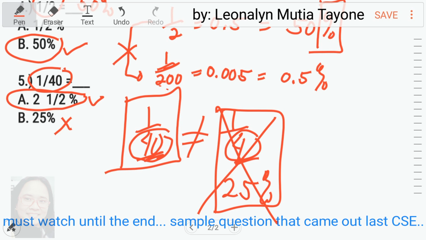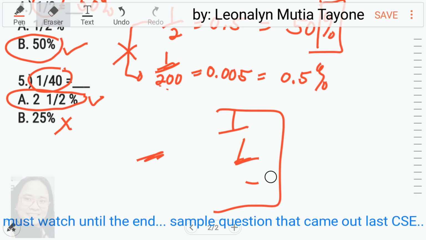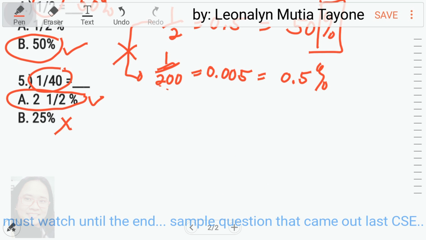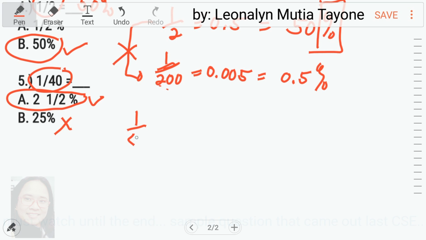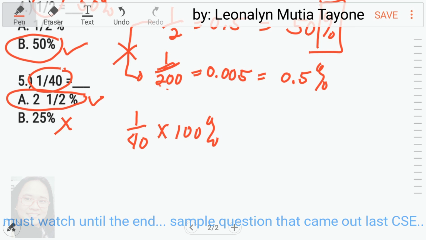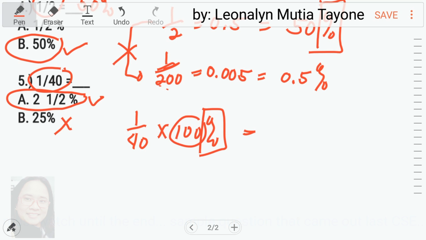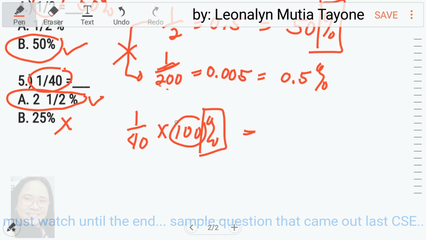Ngayon, ang tanong, paano naging letter A? Uulitin natin, ang 1/40, mag-multiply tayo ng 100% para magkaroon siya ng percent sign. Then, itong kasi 100, whole number siya, kaya i-multiply mo siya sa numerator na 1. 1 times 100, that is 100, and then this is 40.